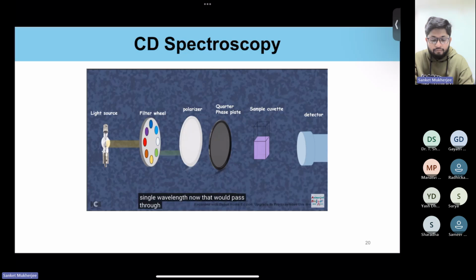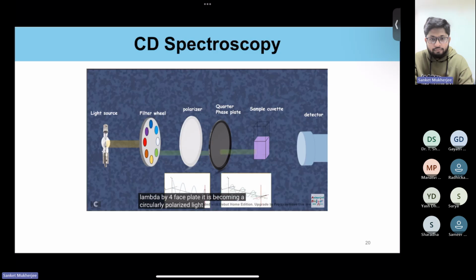Now that would pass through a polarizer. The light which is coming out of the filter wheel is unpolarized. But while it passes through the polarizer, it becomes polarized, though still linearly polarized. When it passes through the lambda by 4 phase plate, it becomes circularly polarized light.